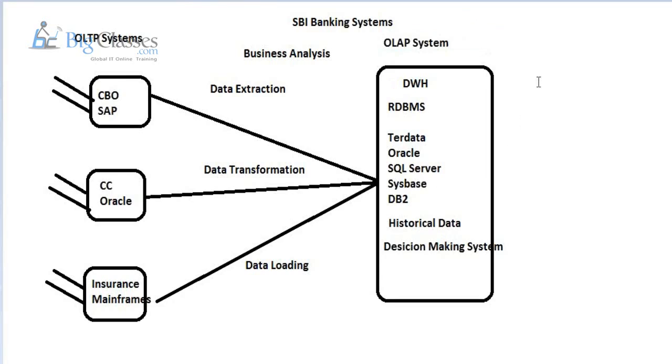OLAP is nothing but online analytical processing system. Terminologies like data warehouse and OLAP are used interchangeably. We can call it an OLAP database, or we can call it a data warehouse. This concept of data warehouse is defined by two authors. One is Ralph Kimball, and the other one is Bill Inmon.